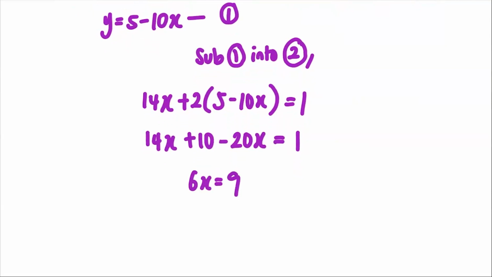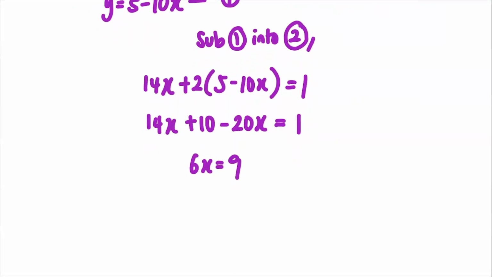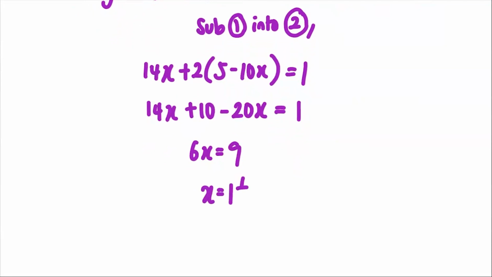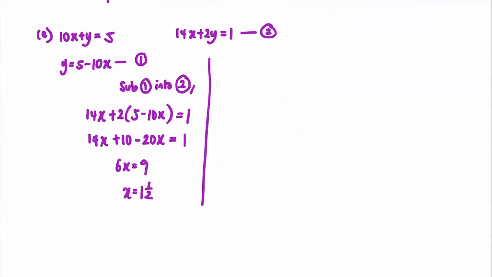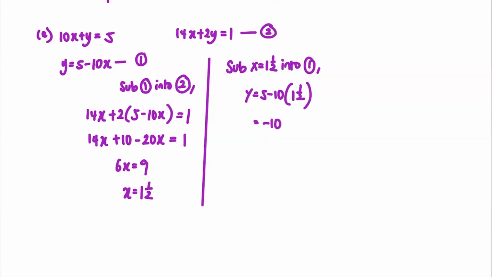I hate negative x values, so I will move all the x's over to make it look nice. It's personal preference, whatever works for you. x equals 3/2, or 1.5. To complete the question now, let's solve for y. We sub back x equals 1.5 into equation 1. y equals 5 minus 10 times 1.5. Final answer, -10. And those are all the answers for the first 5 questions.